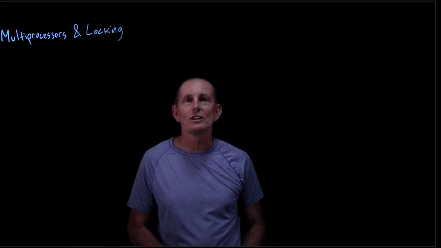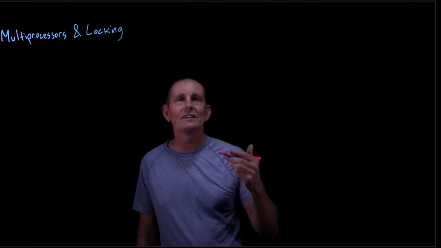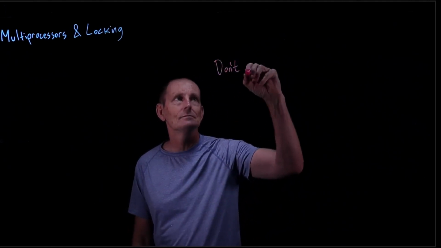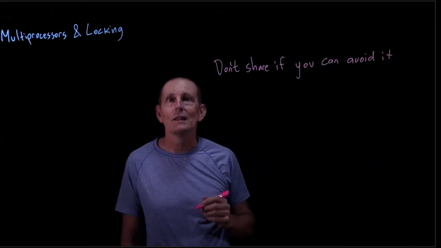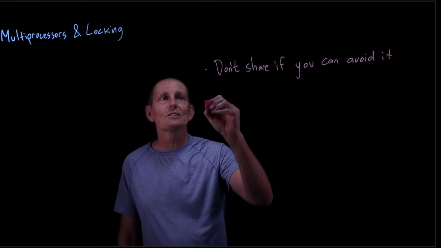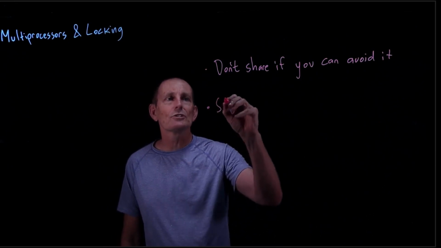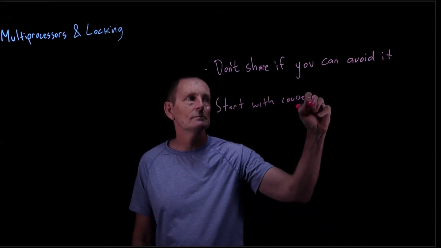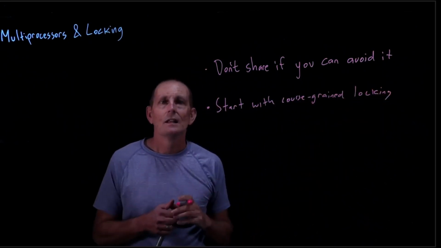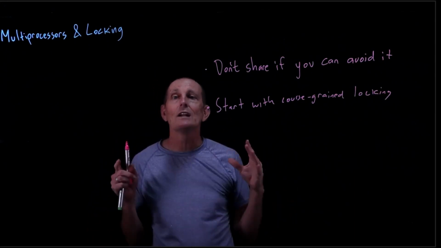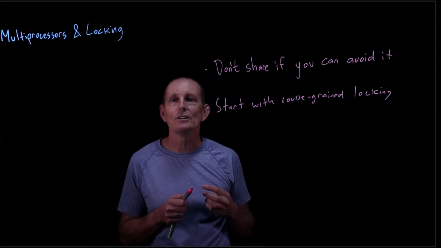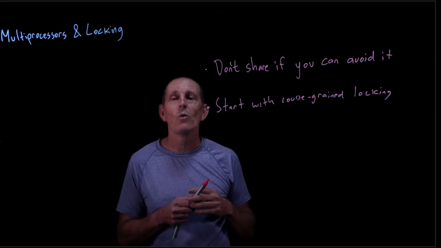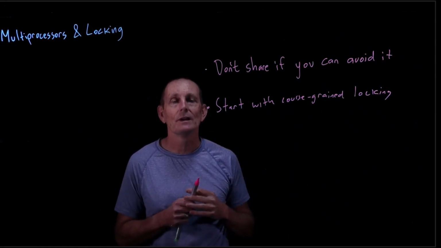So let's look at some suggestions in conclusion for using locks. One, don't share if you don't have to. If you're not sharing, you don't need locks. A second suggestion would be to start with coarse-grained locking, that is, lock at a module level or something like that until you have actually measured to determine what is preventing parallelism.